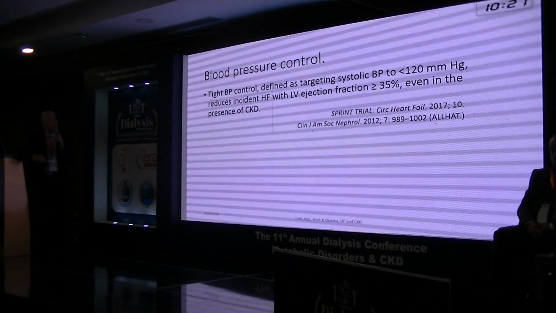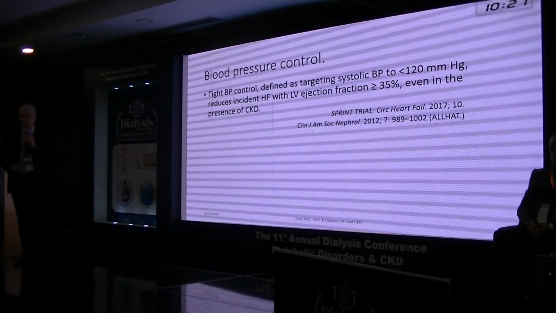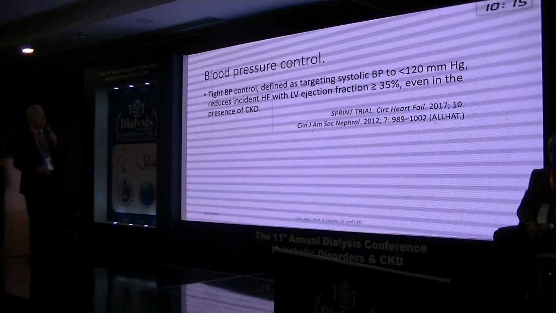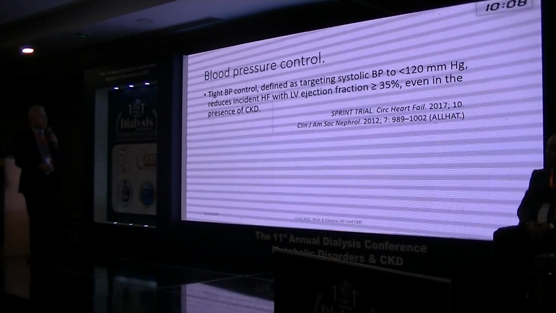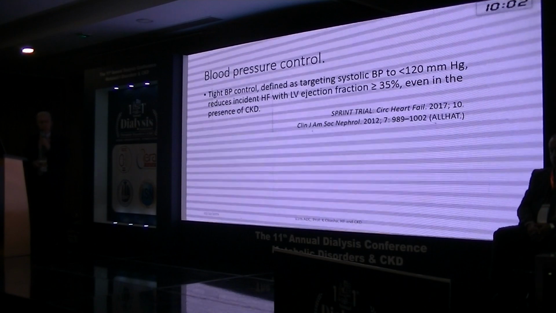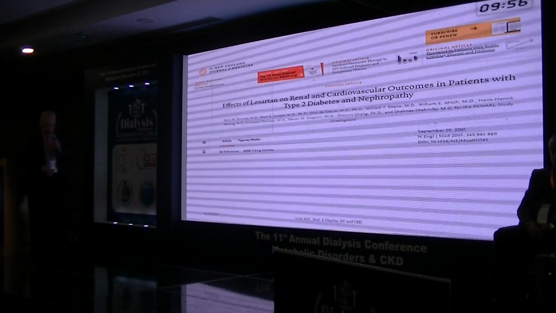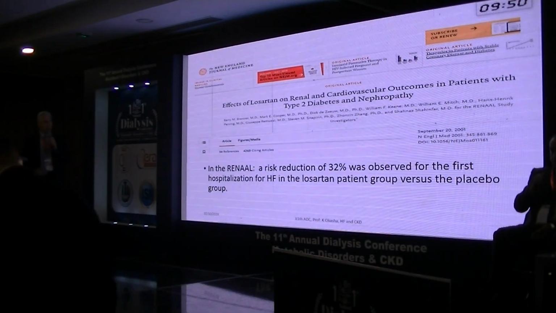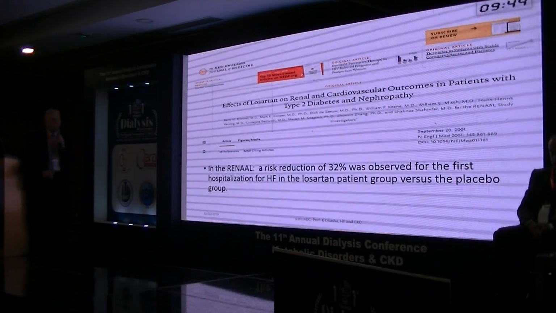And in terms of blood pressure, Dr. Iman just mentioned the tight blood pressure control in the SPRINT trial. The data have shown that in the SPRINT trial, there was improvement of the ejection fraction in patients with chronic kidney disease suffering hypertension, and the incidence was much less if the patient got tight control with less than 120 over 70 or 75. And the data from RENAAL have shown very clearly that a risk reduction of almost 32% was observed for the first hospitalization for heart failure in the losartan group versus the placebo group.